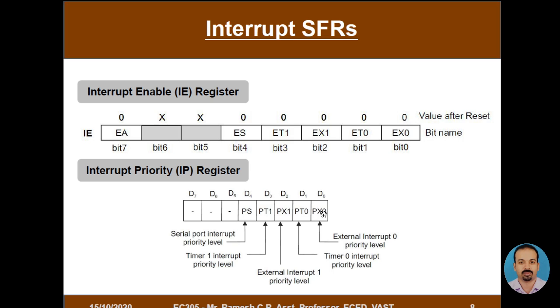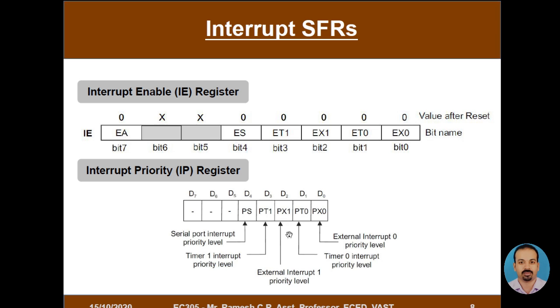Now if I am making this equal to 0 and the remaining 4 equal to 1, or if I am making PX0 equal to 0 and PT0 equal to 1, this means now on execution the interrupt from timer 0 is going to have higher priority than the external interrupt source 0. Okay, so even though by default this is having the first priority, if I make this as 1, then it can override the priority level.